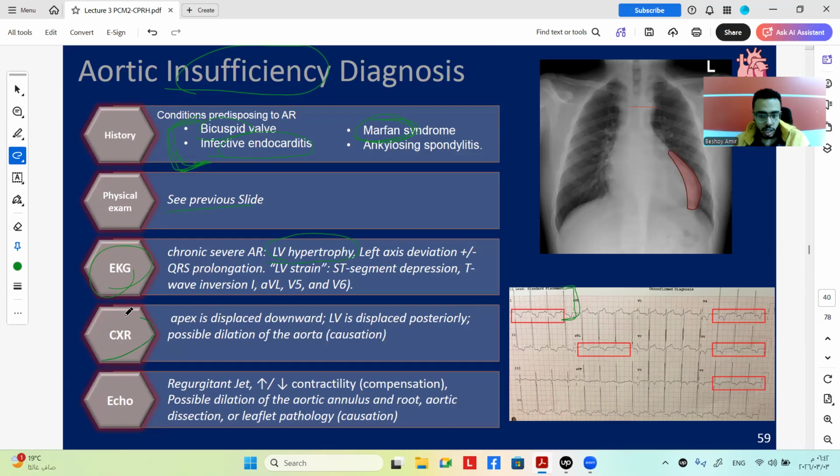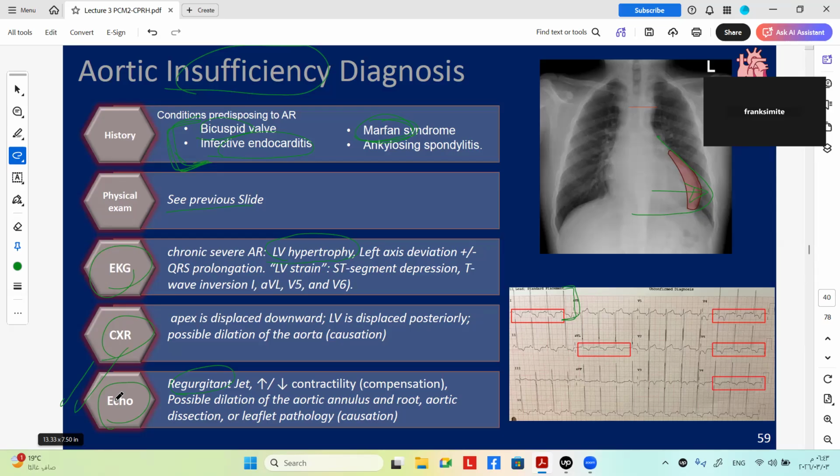And for chest X-ray, the left ventricle would be enlarged, so there would be dilatation of the heart. And for echo, you would be seeing the regurgitation and the backflow of blood. You would be seeing everything. Echo is the boss in all valve disease. Echo is the boss because you can see everything.